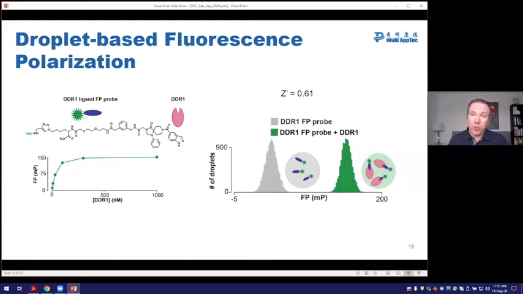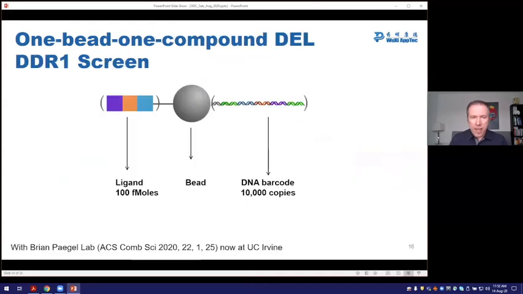But we can also form those same droplets with the probe and DDR1 combined. And in this case, when we look at the FP signal in each one of those droplets, we get a distribution as shown here. And now the average FP signal is much greater. We see that there's a nice clean baseline between these two distributions, and we judge that this is an assay that's good enough to run a full screen on. And so I should have mentioned that the heavy lifting of this work was done by the Brian Paco lab. He's now at UCI. And this was a collaboration between the Paco lab and myself when I was at Roche.